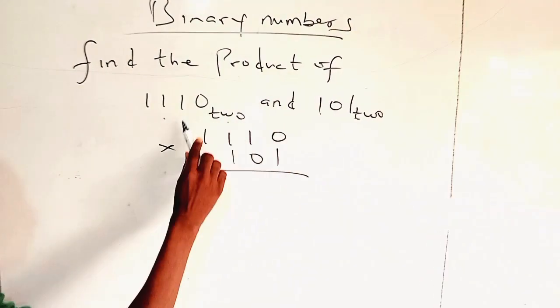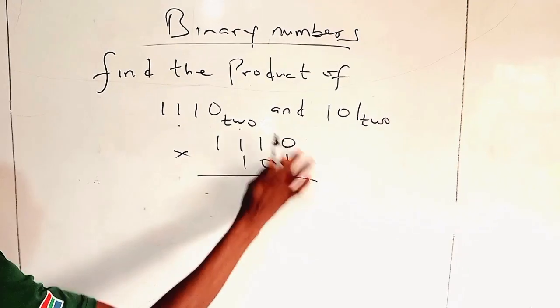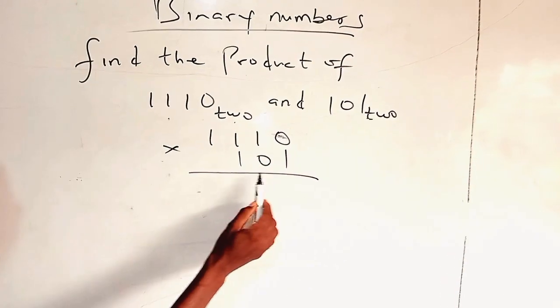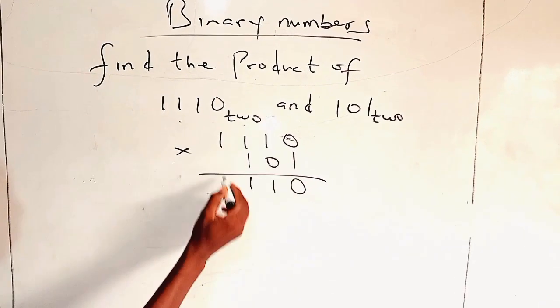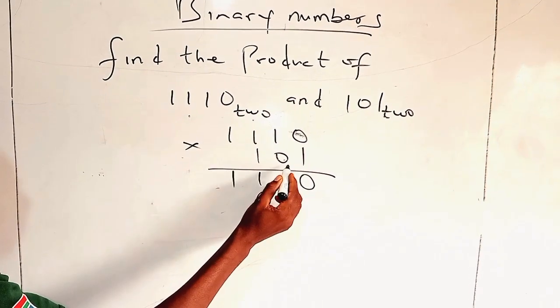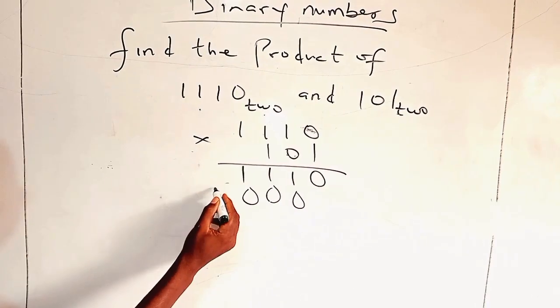So to find the product of this and this in binary numbers. This one is 1110, times 101, which is this. 1 times 0 is 0, 1 times 1 is 1, 1 times 1 is 1, 1 times 1 is 1. 0 times 0 is 0, 0 times 1 is 0, 0 times 1 is 0, 0 times 1 is 0, 0 times 1 is 0.